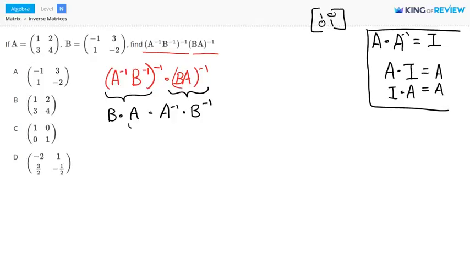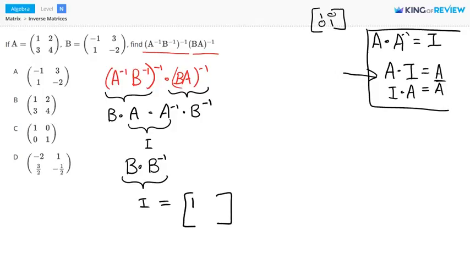You can see here that we have A times its inverse. So this is going to become the identity matrix here. And we know that if we multiply a matrix times the identity matrix, we're just left with the original matrix. So this can be simplified to B times B inverse. And again, you see here we have matrix B times its inverse. So this will become the identity matrix. And we know that the identity matrix has ones in the main diagonal and zeros elsewhere. So this will be our final answer, which is letter C.